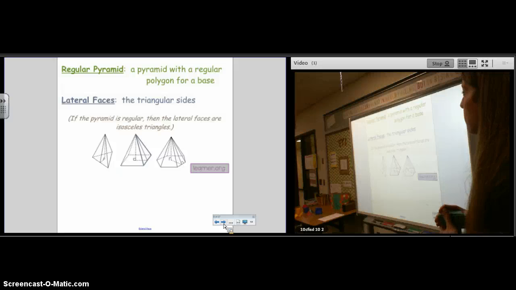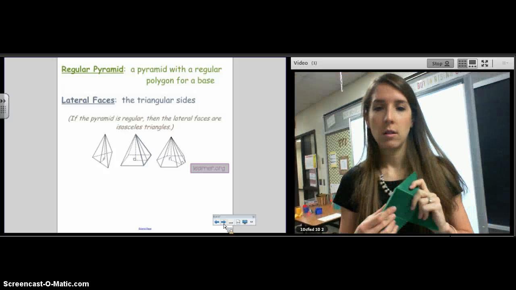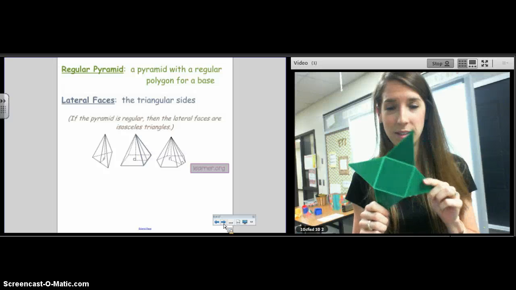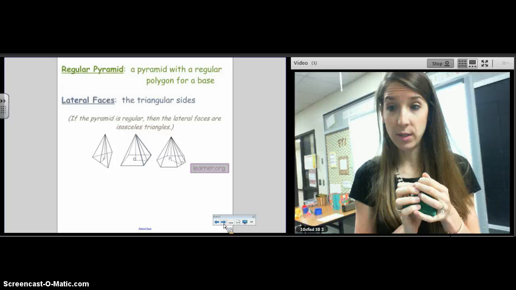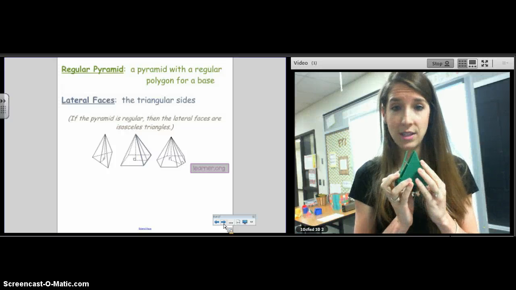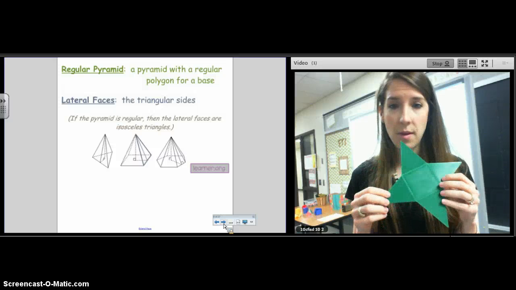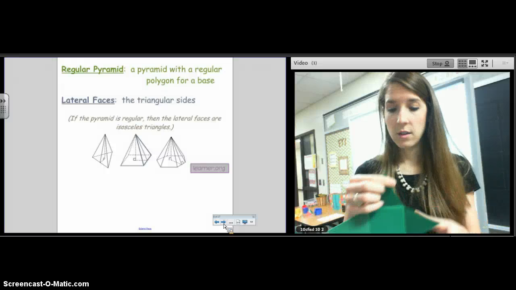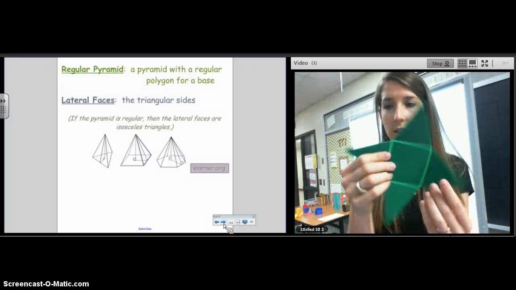So a regular pyramid is a pyramid with a regular polygon for a base. Most of the time, our pyramids are going to be regular pyramids. All sides are going to be congruent on the base, so you are allowed to assume that with pyramids. The lateral faces are the triangular sides. We already talked about that. And when the pyramid's regular, those triangles are going to be isosceles. Not equilateral, but definitely isosceles.